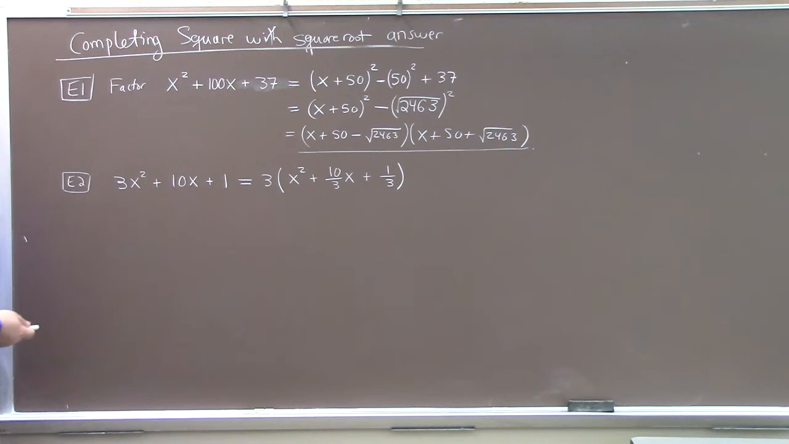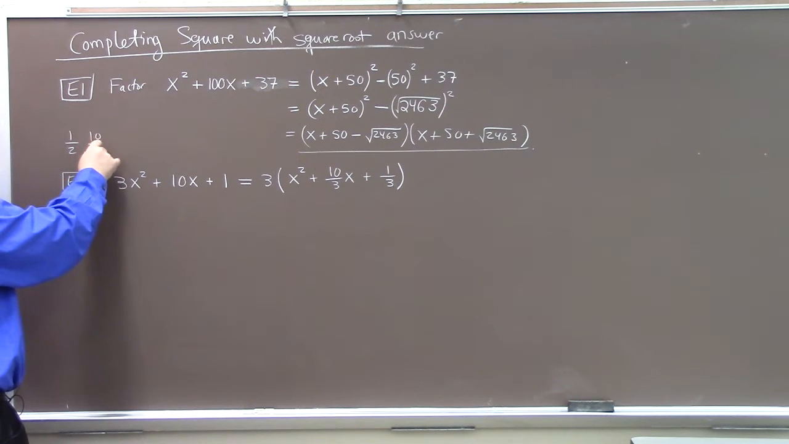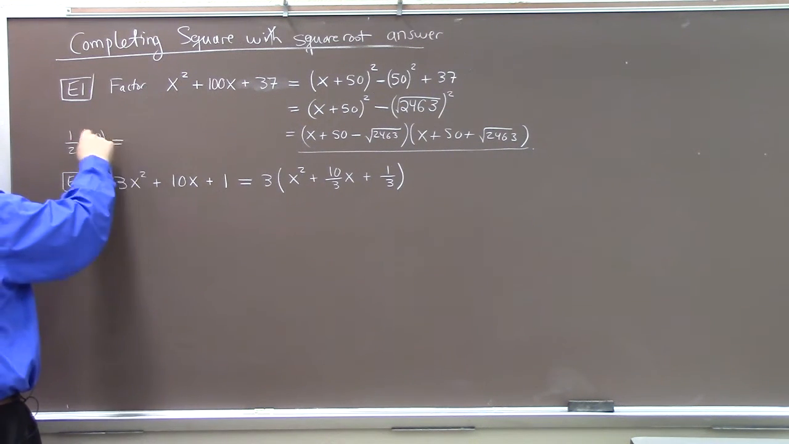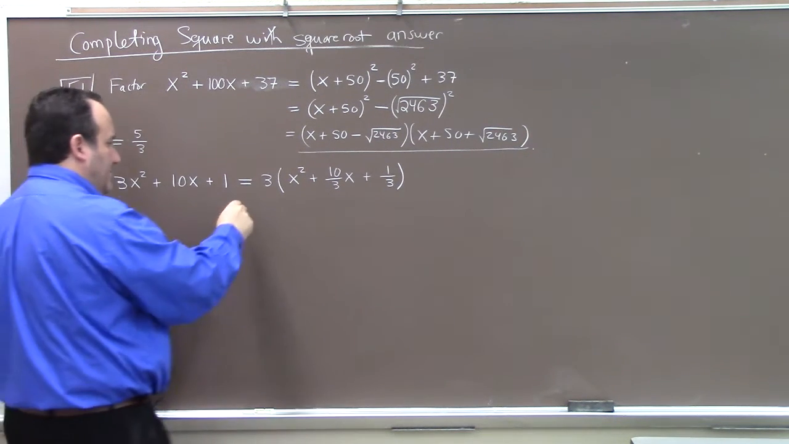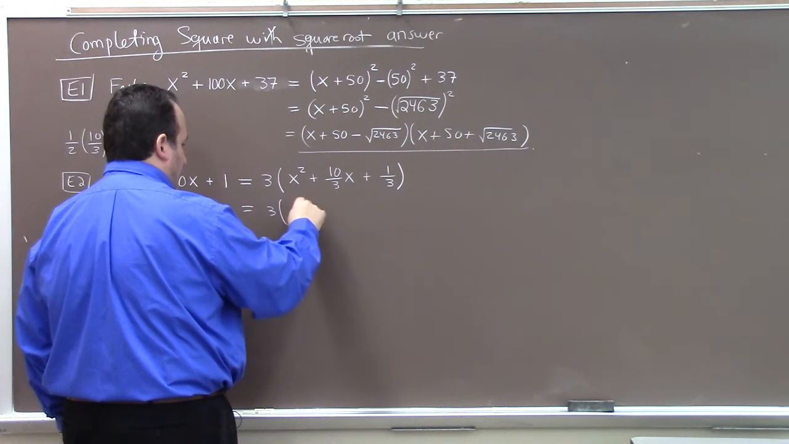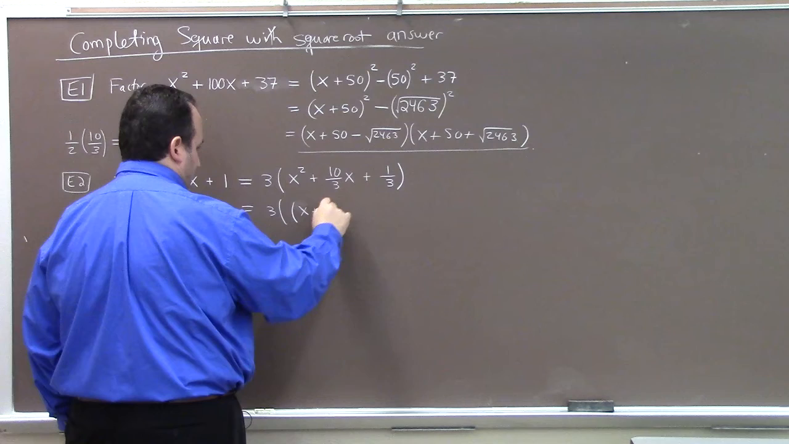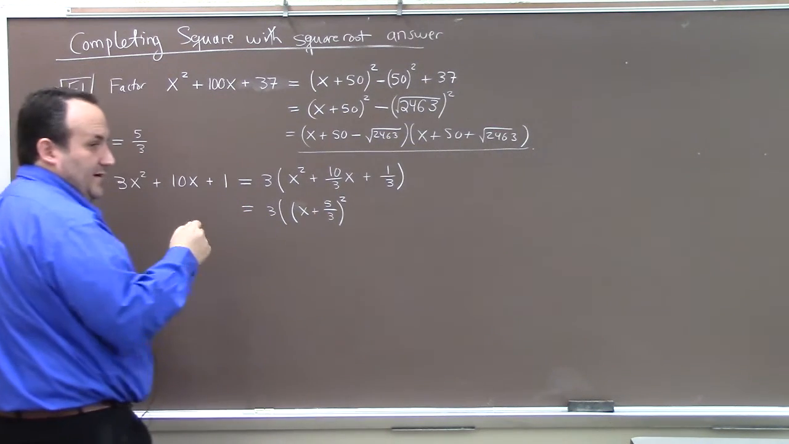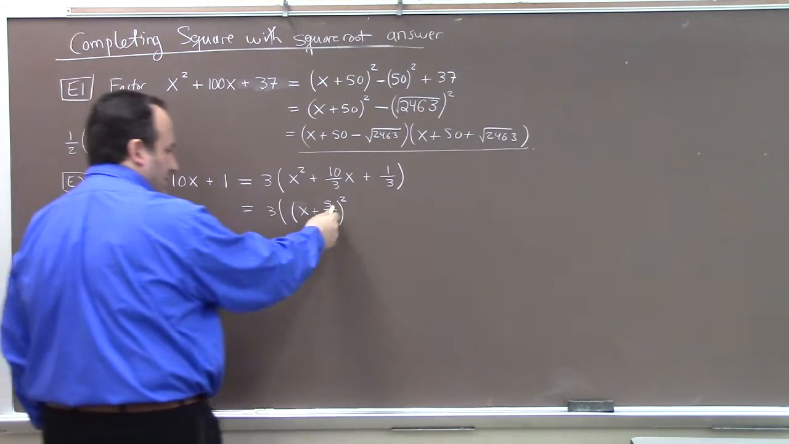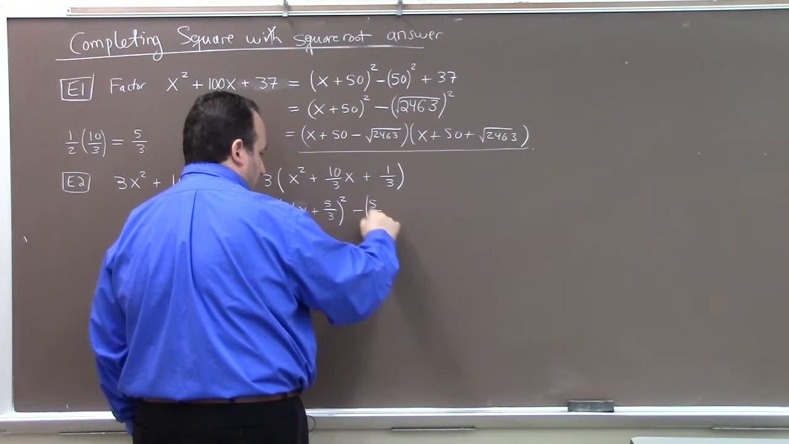Okay, so what's 1/2 of 10/3? 10 over 2 is 5, right? So 5/3. So we do plus 3 times parentheses x plus 5/3 squared. All right, now to be fair, I have to subtract the square of whatever goes here. So I have to subtract 5/3 squared, right?